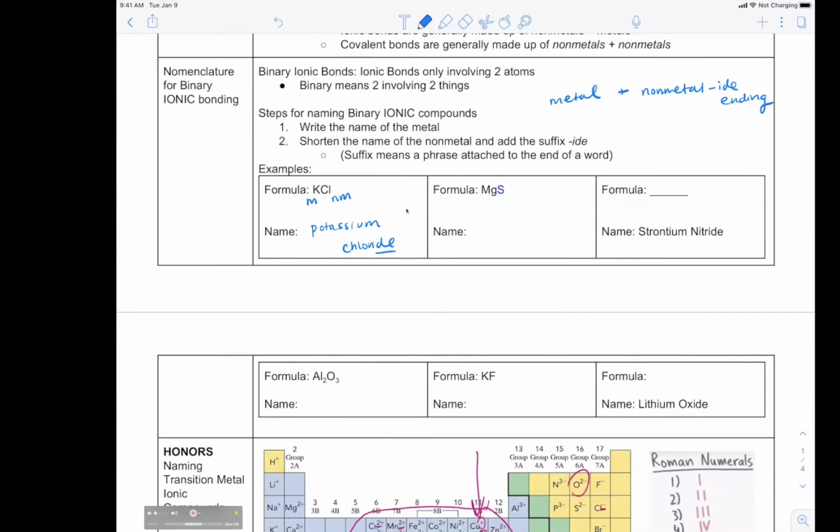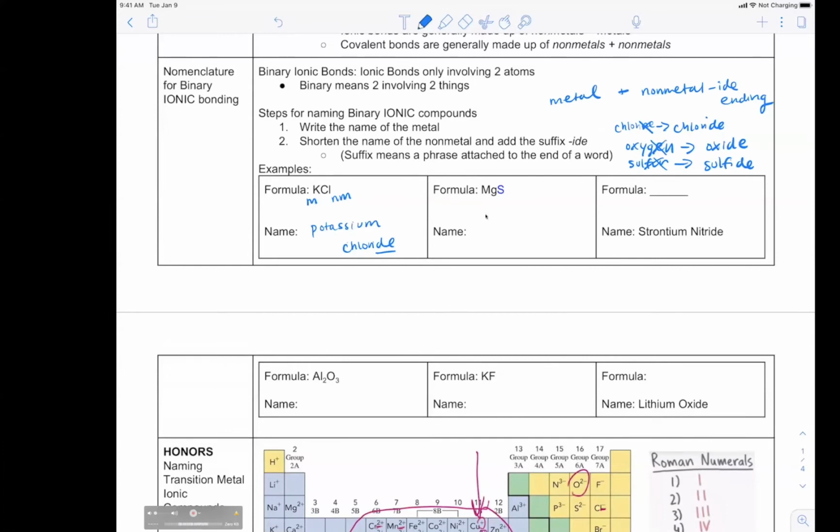Okay, so you literally just get rid of the ending of whatever nonmetal you have and add IDE at the end. So for example, chlorine would be chloride. Oxygen, you get rid of this ending, it would be oxide. Sulfur, you get rid of this ending, and you would have sulfide. So after you do a couple, it should kind of click together.